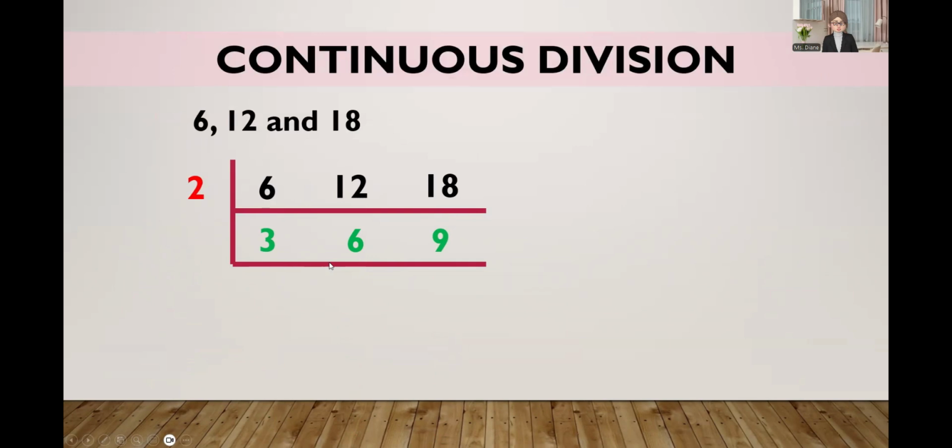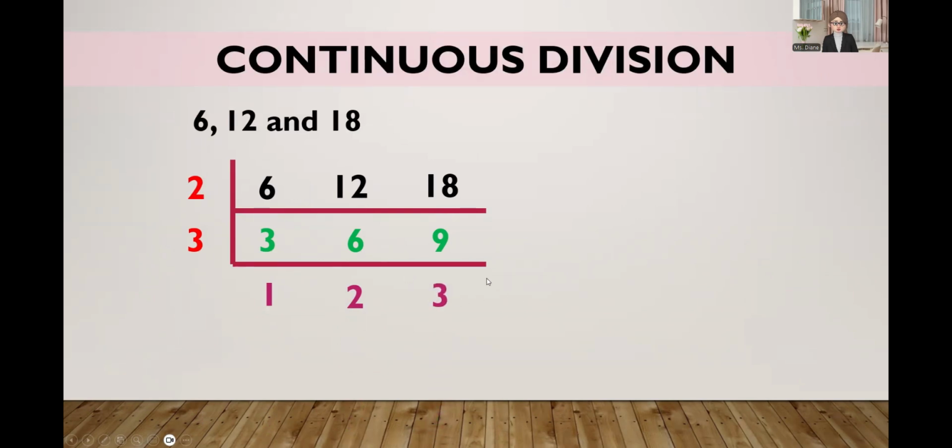Then 3, 6, and 9, you can still divide them all by 3. 3 divided by 3 is 1. 6 divided by 3 is 2. 9 divided by 3 is 3.